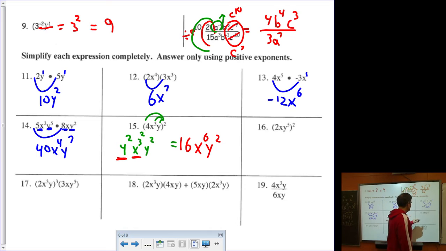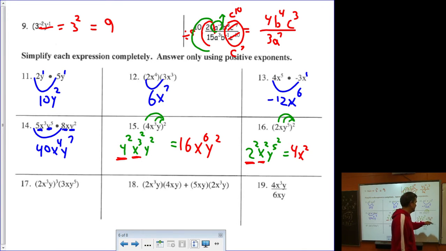16 also needs the exponent on the parenthesis applied to each term in the parenthesis. That gives me 2 to the second, x to the second, and y to the fifth to the second. And then when I use the exponents, 2 to the second is 4, x squared is x squared, and y to the fifth to the second, an exponent to an exponent, you multiply them and get y to the 10th.